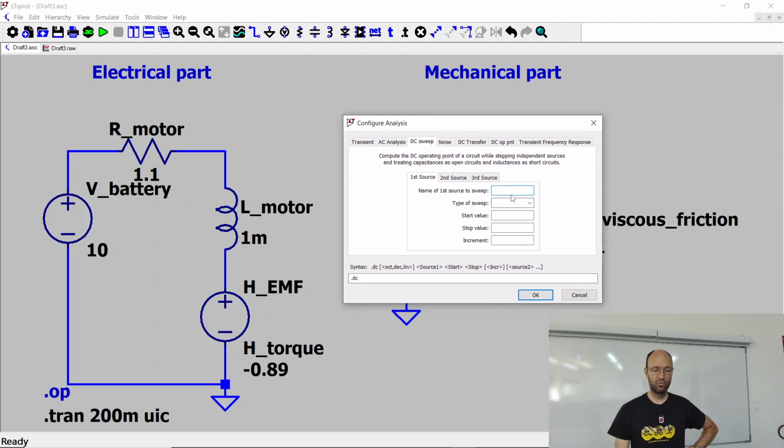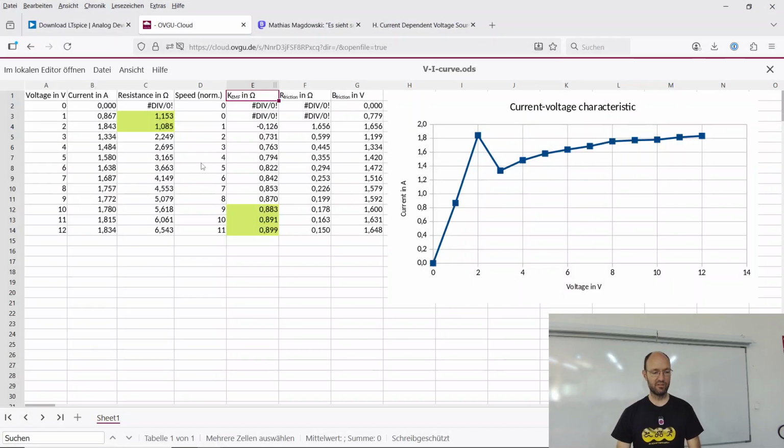So now we want to sweep this source here, which is called V battery. I still have it on my clipboard. This is the source that we would like to sweep, and we want to do a linear sweep. We want to start with a value of 0, stop with a value of 12, and maybe have an increment of 1, because these will be the very same settings that I had in the table. Starting at 0, ending at 12, having steps of 1.